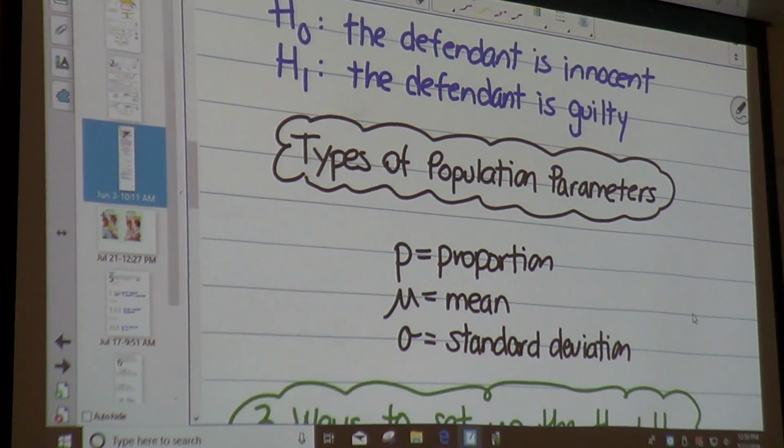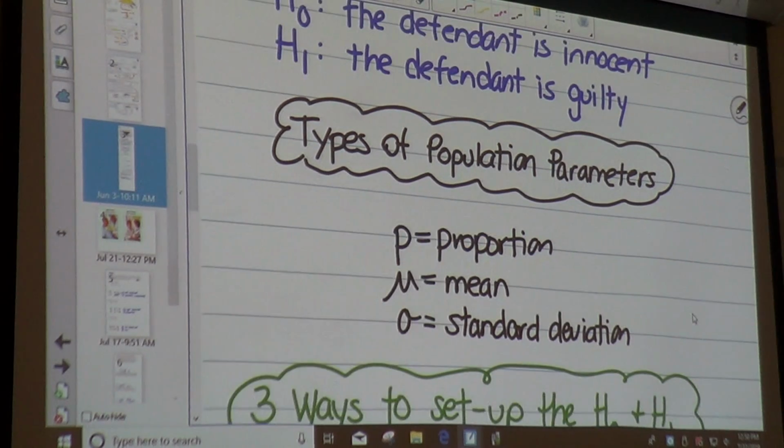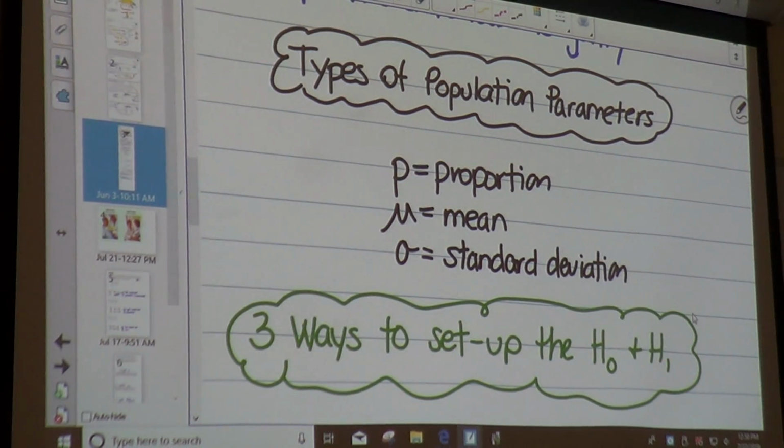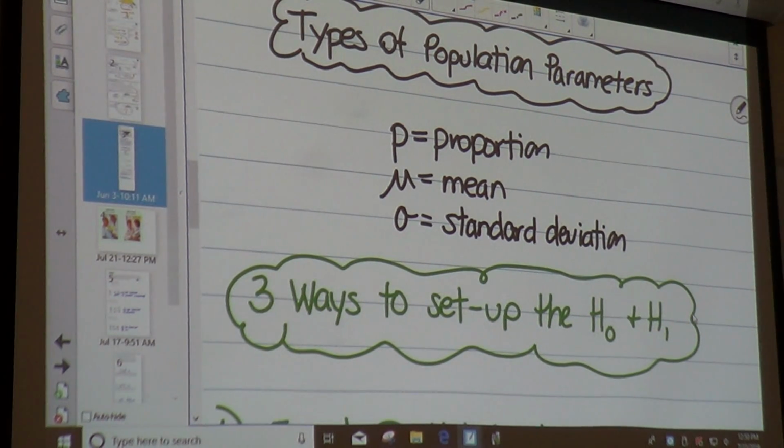All right, there are three different ways to set up the H naught and the H1.